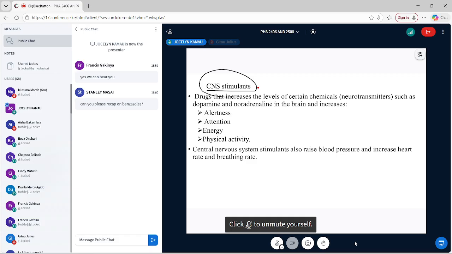Central nervous system stimulants, and we can also say that these are a broad range. They include a broad range of agents that stimulate the central nervous system. We have what we call the analeptics.